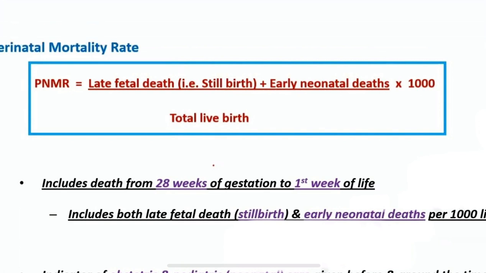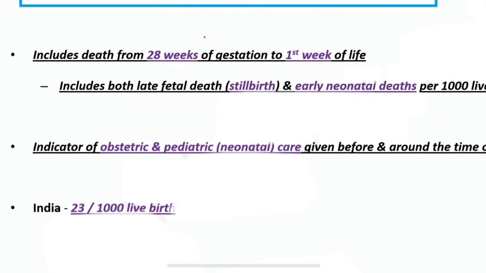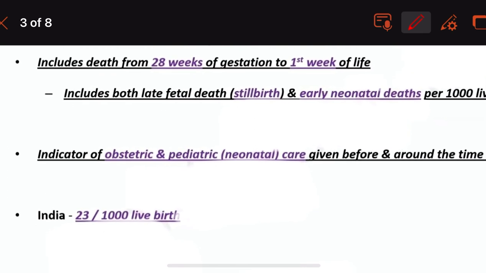What is the perinatal mortality rate? The total fetal deaths, that is the late fetal deaths, that is the stillbirths, and the early neonatal deaths divided by total live births into 1000. So what does it include? It includes the deaths from 28 weeks of gestation.